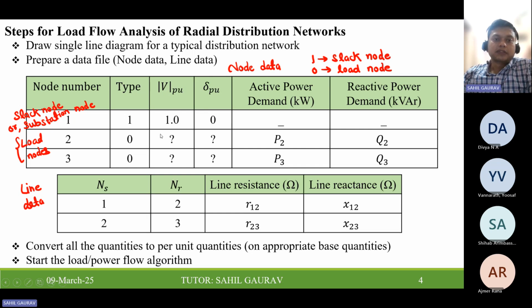With this, the voltage magnitude and delta for load nodes we need to find with respect to the reference node, that is, the slack node or substation node. For load nodes, what is given are the active and reactive power. So we have to prepare the data file based on node data and line data. The top one is the node data and the one below is the line data. For line data, what is required? We need to know the impedance, that is, line resistance and line reactance.